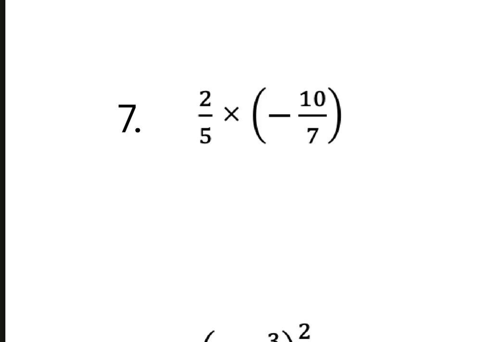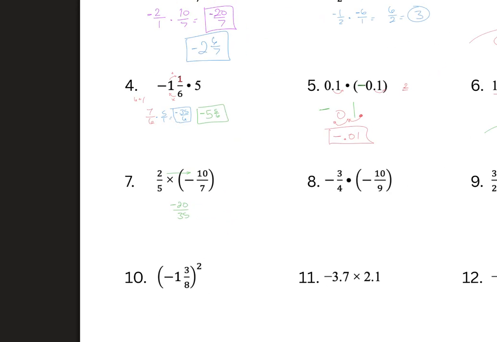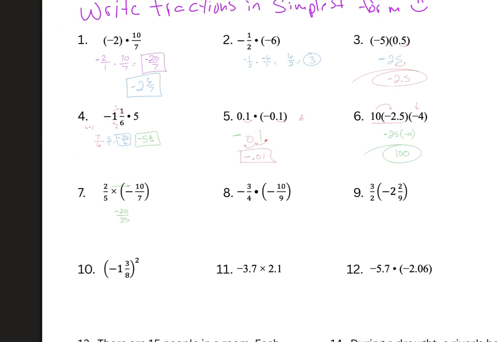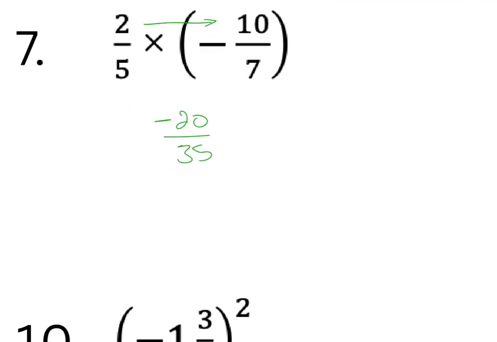This is a nice and easy one, multiplying straight across. That's how you multiply fractions. So we get negative 20 over 35. And this is our first one that we can actually reduce. The other ones we couldn't reduce any. So we need to divide both terms, both numbers, by 5, and we get negative 4/7.